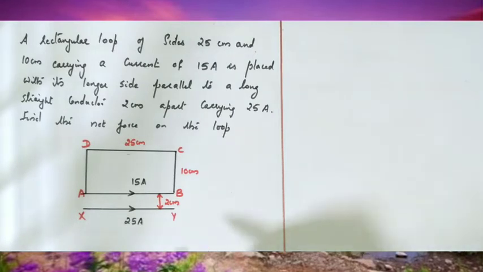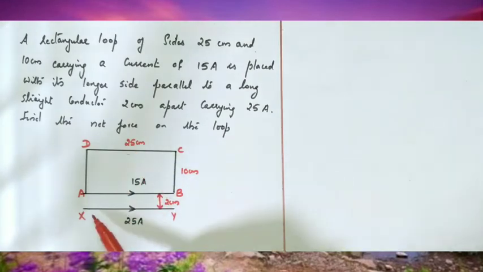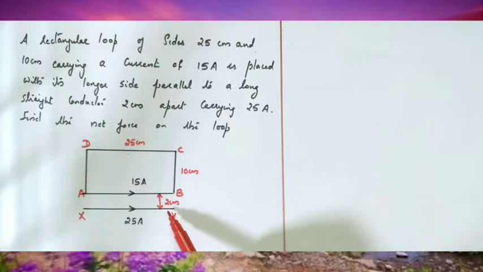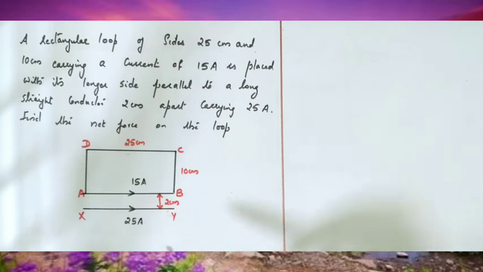Figure is also given. So, this is a rectangular loop ABCD, sides 25 cm and 10 cm, and it is placed parallel to another conductor carrying 25 ampere, and the distance is 2 cm. Now, we have to find out the net force on the loop.